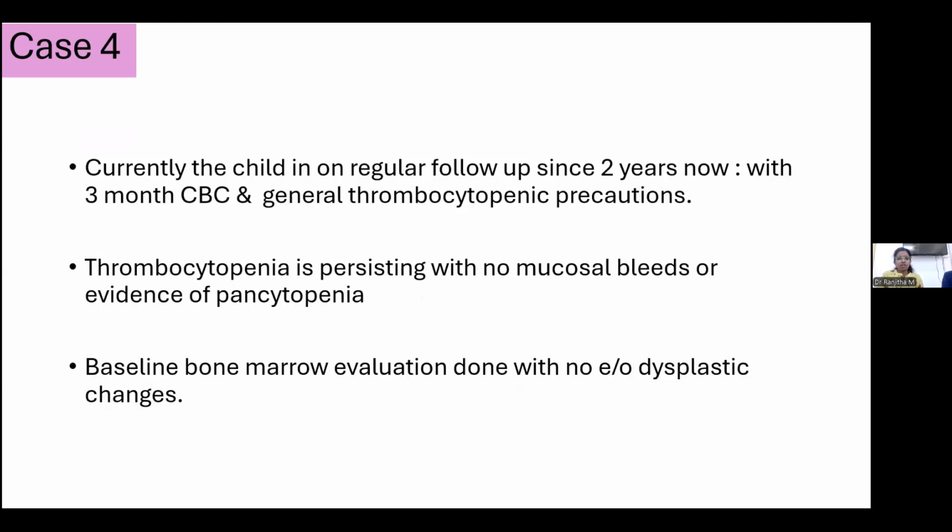So currently the child is on regular follow-up since 2 years now with 3-monthly CBC and general thrombocytopenic precautions. And thrombocytopenia is still persisting with no mucosal bleeds or evidence of pancytopenia. And we had done a baseline marrow evaluation which showed no evidence of dysplastic changes.